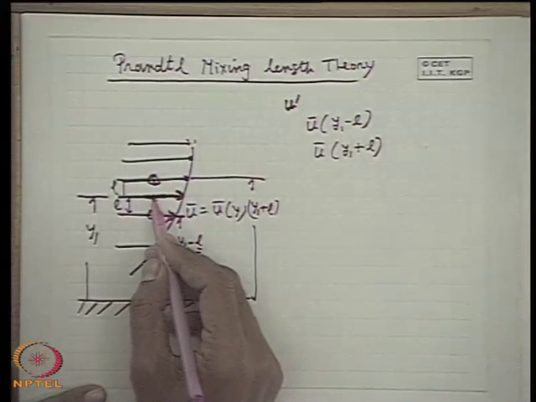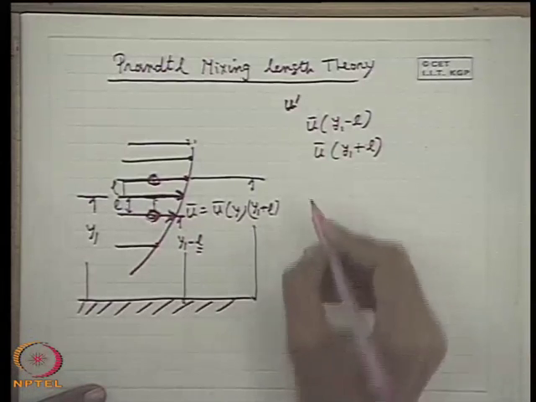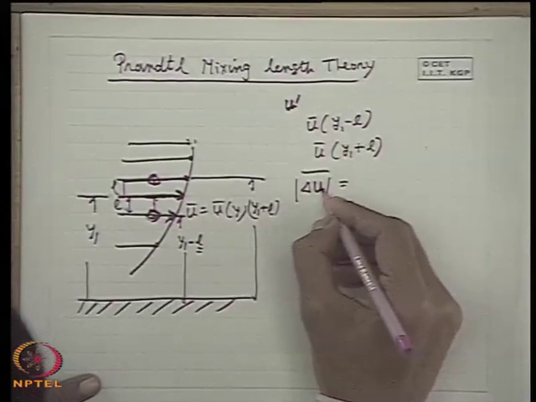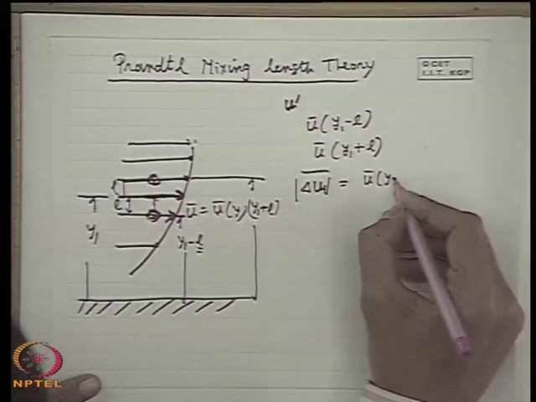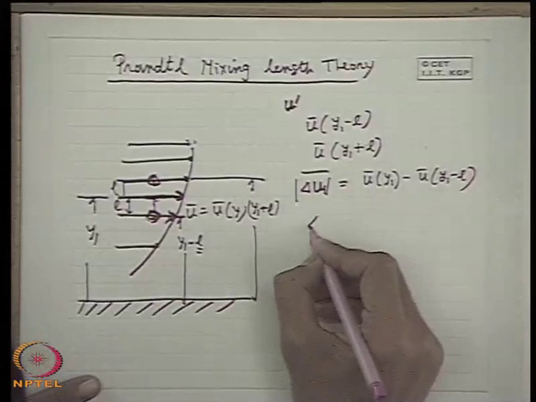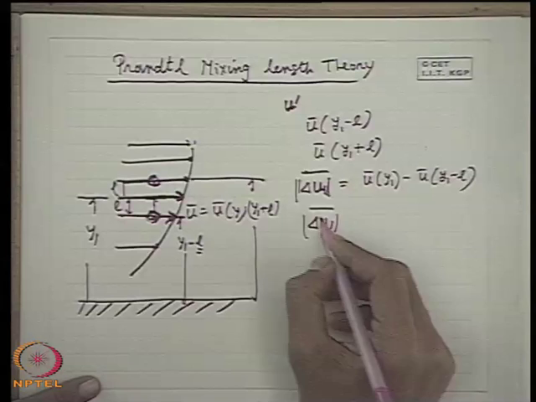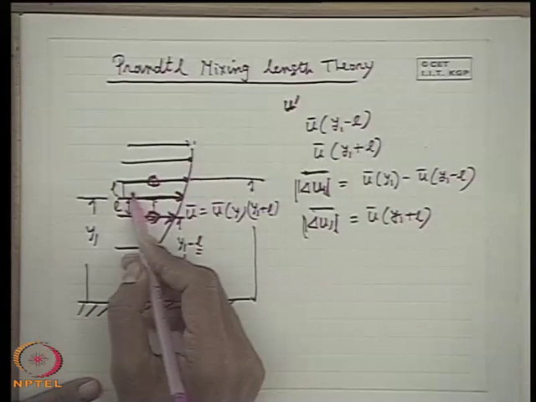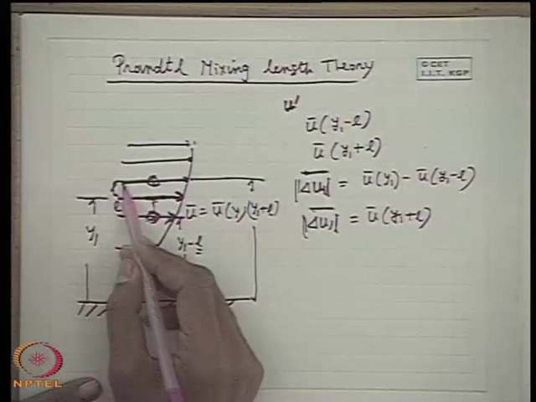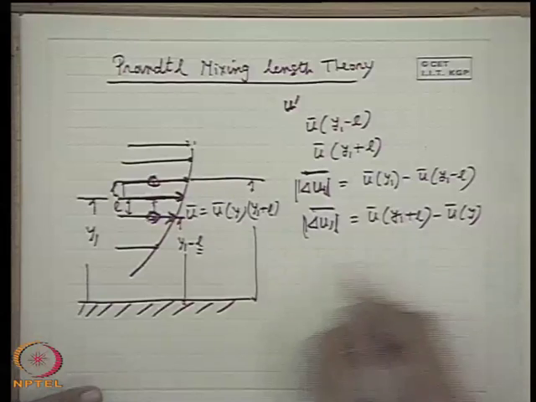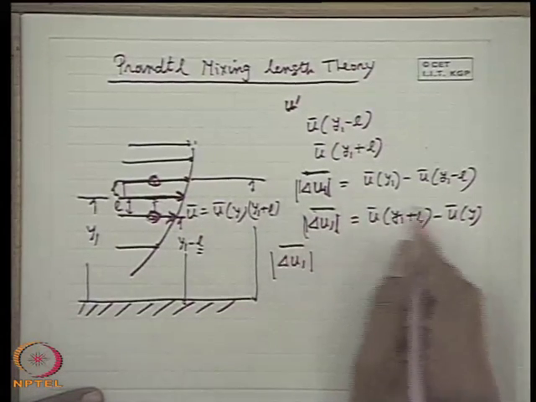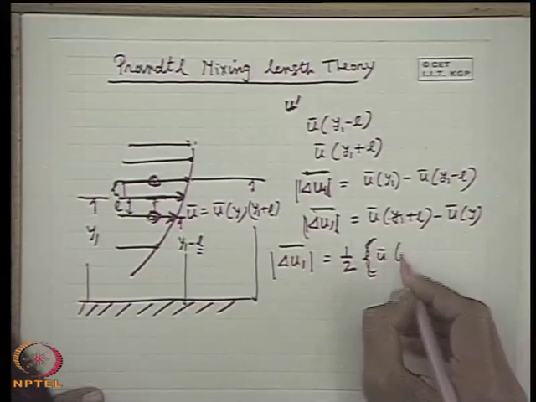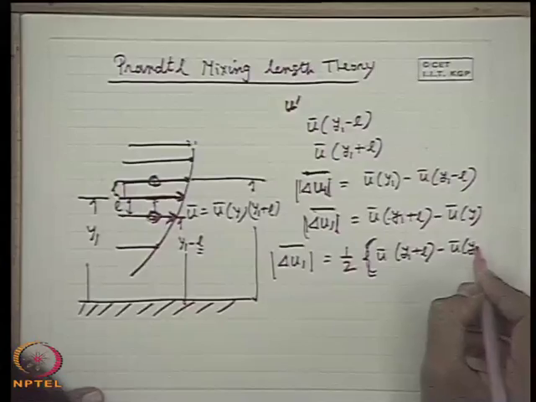So, a change in velocity takes place here because of the arrival of a fluid particle from a layer L below, which can be written as delta u1, the absolute magnitude. The average value of delta u1 is u bar at y1 minus u bar at y1 minus L. Similarly, for the change in the velocity component from above, we take the absolute value and its average, because if you average the signed value it is not zero. So it will be u bar at y1 plus L minus u bar at y1. Therefore, the net change is the mean of these two, that means half of u bar at y1 plus L minus u bar at y1 minus L.